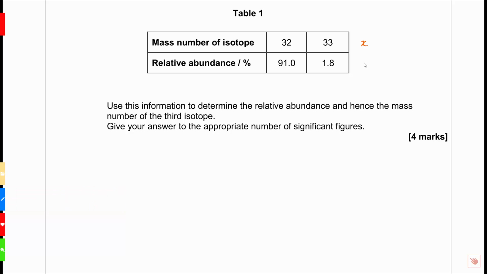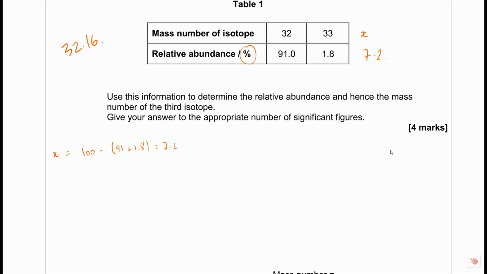Okay. So X, and that's going to be something, and we'll put this 32.16 over here. So we've got relative abundance in percentage, which is important because we know that percents must equal 100. So we've got 91, and we're adding that to 1.8, which gives us 92.8. Difference therefore is 7.2. Write that down. Make that clear. Third isotope, whatever, I'll call it X, is 100 minus 91 add 1.8, is 7.2, because that carries a mark on its own, the calculation. That's 7.2 there, which means we've got 1 out of 4 already.